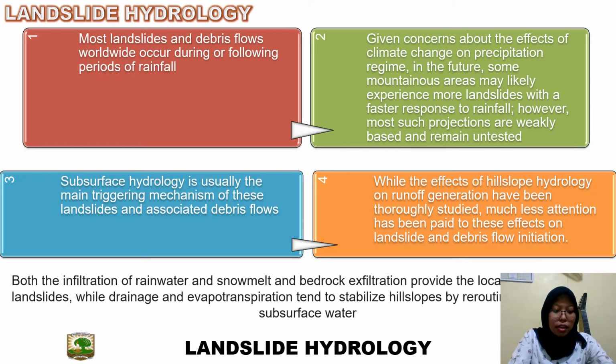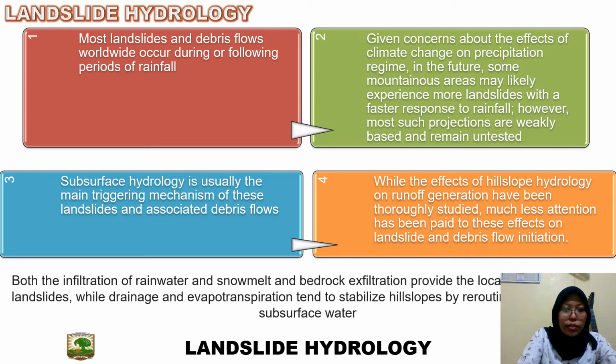Next is landslide hydrology. One, most landslides and debris flows worldwide occur during or following periods of rainfall. Many of these have been associated with major disasters, causing extensive property damage and loss of life. Second, there are concerns about the effects of climate change on the precipitation regime. In the future, some mountainous areas may likely experience more landslides with a faster response to rainfall. However, most such projections are weakly based and remain untested.